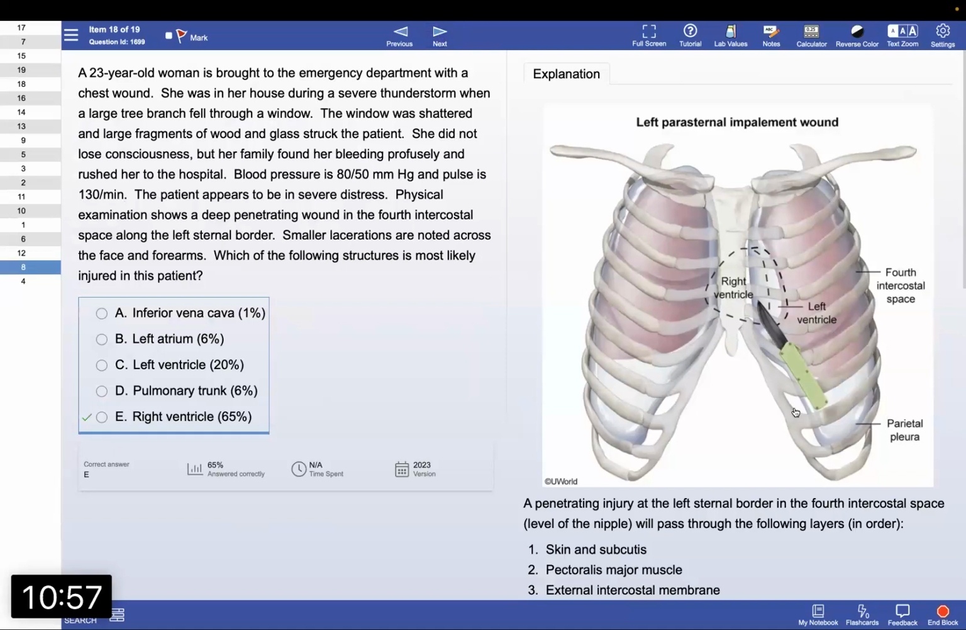This one, the stab injury. How do they describe it? Examination shows a deep penetrating wound in the fourth intercostal space along the left sternal border. Fourth space, left sternal border. What is injured? Right ventricle. Left parasternal impalement wound.